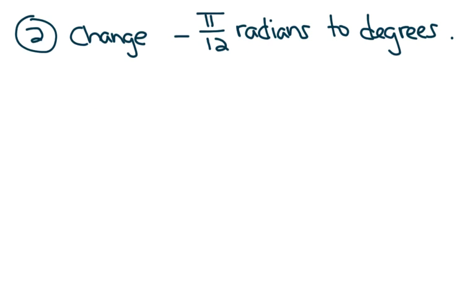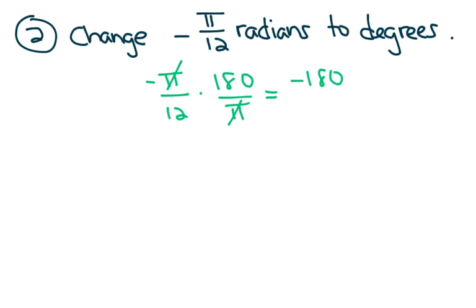If you want to go the other direction and change radians into degrees, you would change negative pi over 12 radians into degrees by multiplying by 180 over pi. So the pi should cancel, so you're left with negative 180 over 12, and that's going to equal negative 15 degrees.